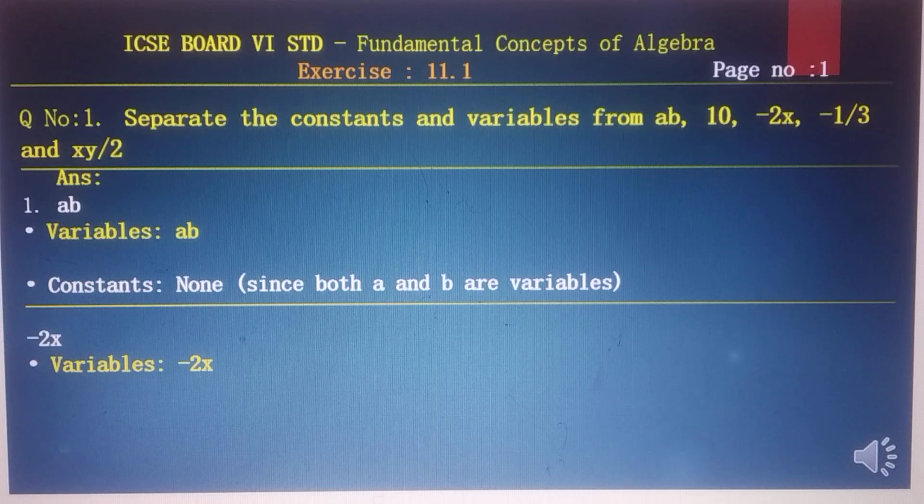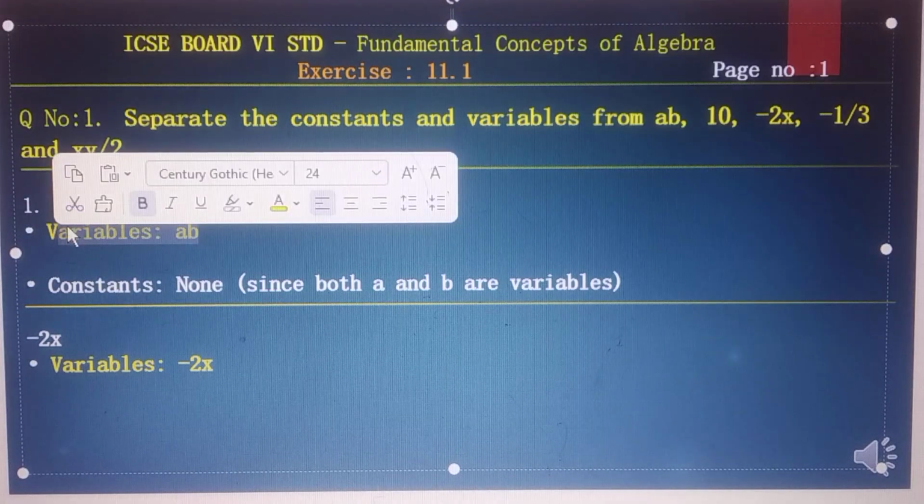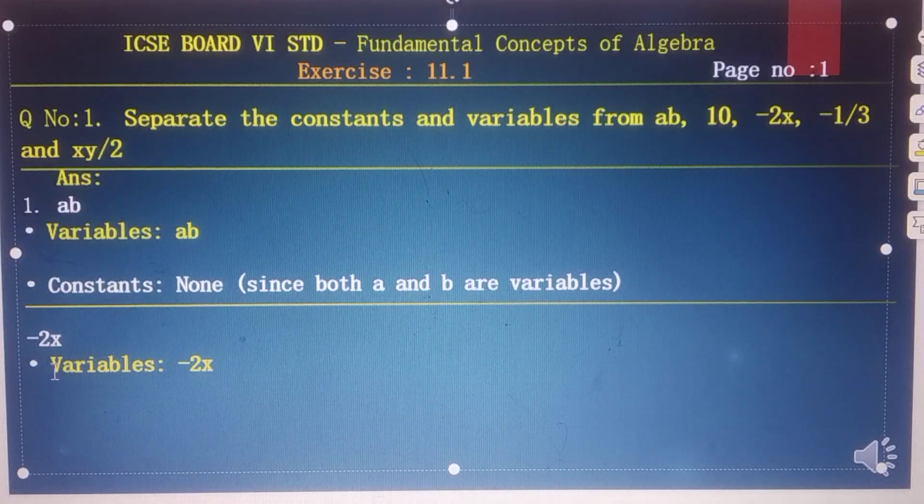Answers. Here ab: the variables are a and b, constants none, since both a and b are variables. And minus 2x is the variable, minus 2x. That is the answer, which I mentioned here in blue color. Variables a and b, and 2x is the variable.